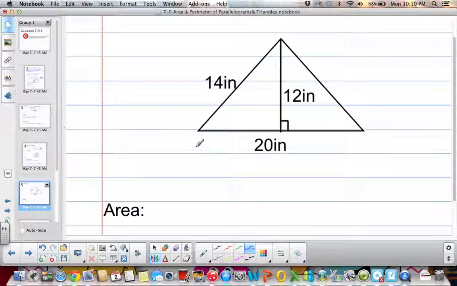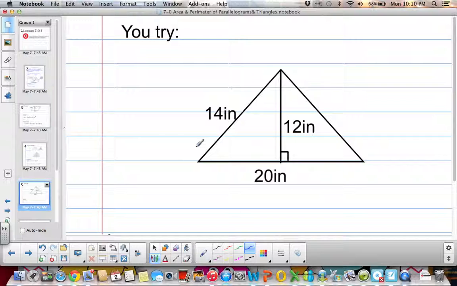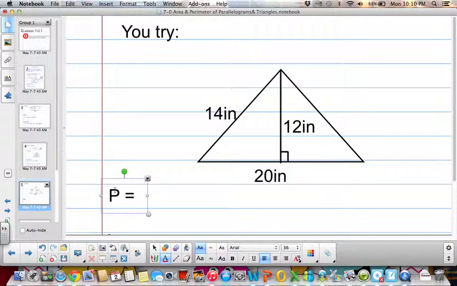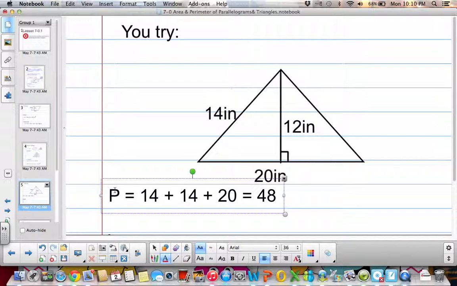Okay, do this one on your own. Find the perimeter and the area. Perimeter equals 14 plus 14 plus 20, which equals 14 and 14 is 28, plus 20 equals 48 inches.